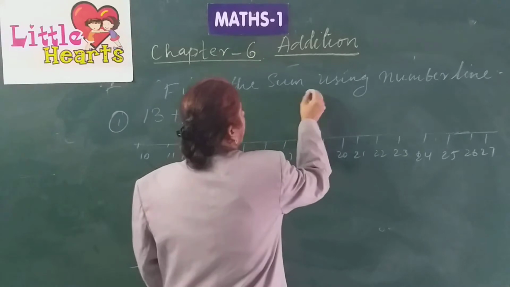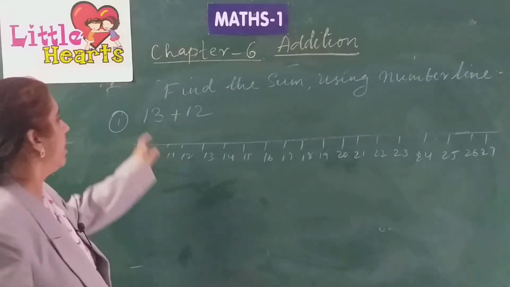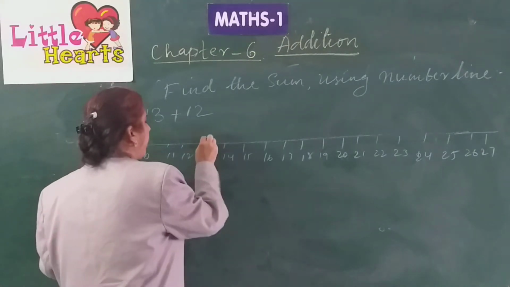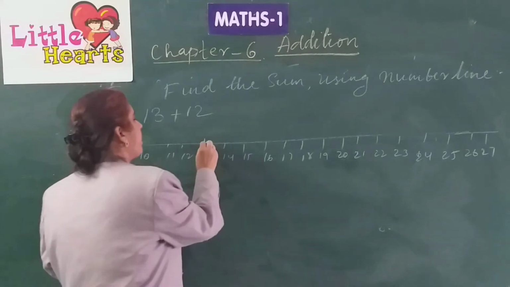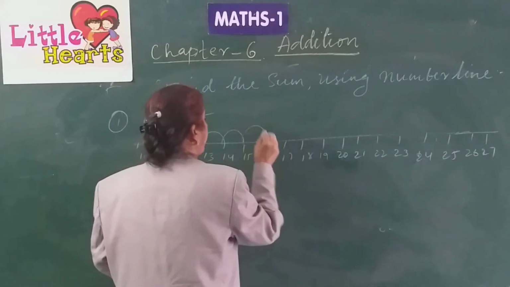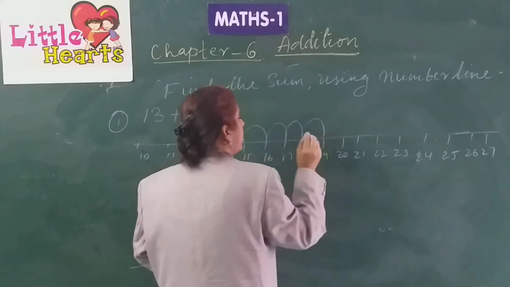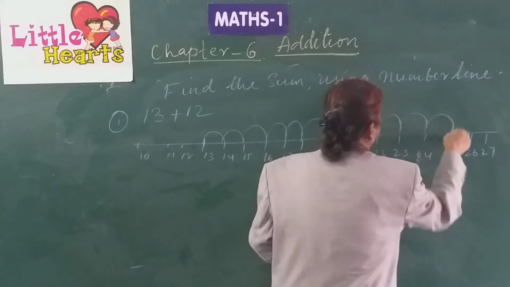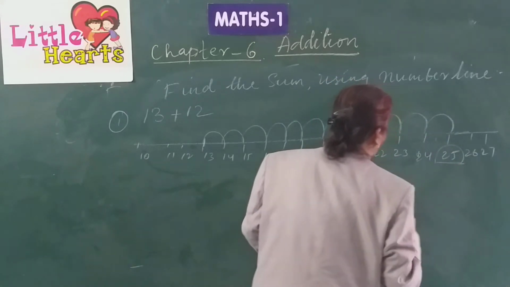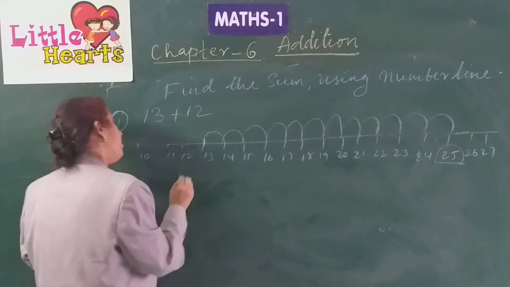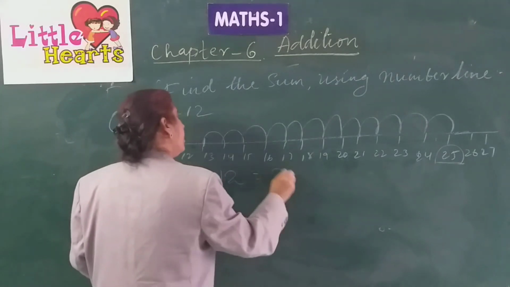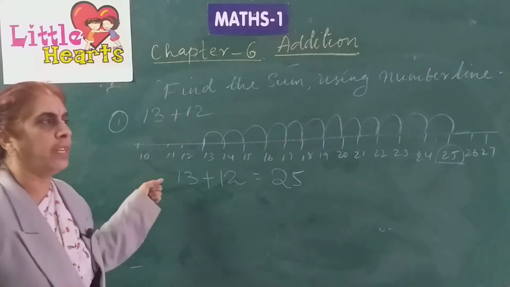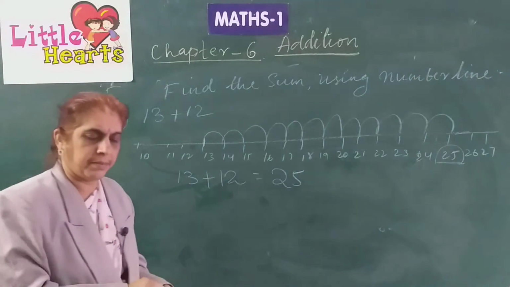Find the sum using number line. 13 plus 12. The first number is 13. So start from 13. Move 12 steps forward: 1, 2, 3, 4, 5, 6, 7, 8, 9, 10, 11, 12. The number where you have stopped will be the sum of 13 and 12. That is equal to 25. In this way, you can add 2-digit numbers on the number line.